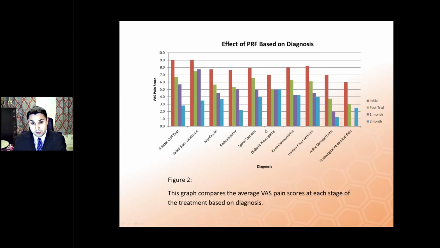Here's another thing. We broke down all the different diagnoses and compared their initial pain scores, post-trial, 1 month and 2 months. You can see that in most of the diagnoses, there was a trend of improvement. That being said, I wouldn't say the power is enough to show that it's statistically beneficial for each diagnosis, but it shows the trends. The main statistics was when we compared them overall, where we could show that statistically it was making a difference.